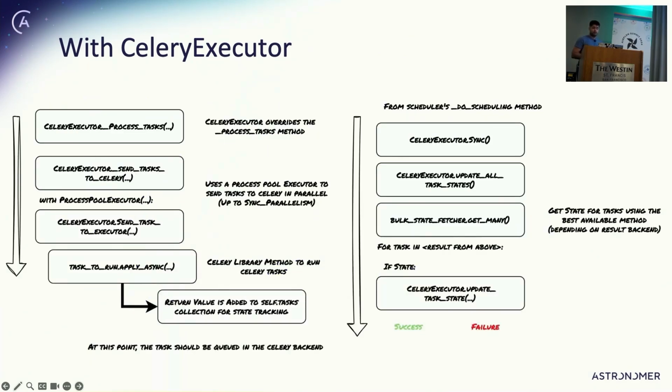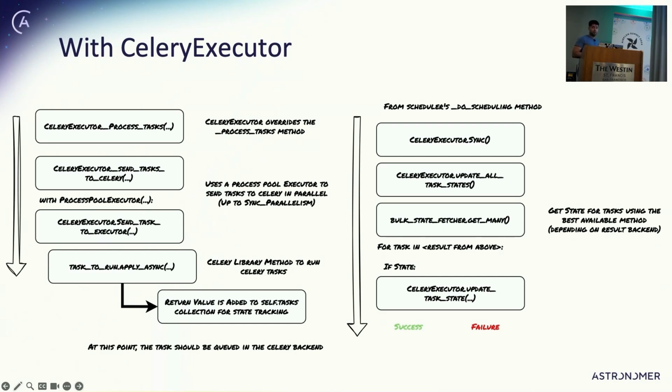With Celery executor, the execution path starts in the process tasks method, which is overloaded from base executor. This method will gather tasks and then call the send task to Celery method. Since sending tasks to Celery cannot be performed in bulk, we use a process pool to parallelize this part of the process. The executor will create a process pool executor with a number of processes equal to the sync parallelism configuration parameter to dispatch tasks to the Celery backend. That's done in the send tasks to executor method, which in turn calls the apply async method from the Celery library to perform the actual dispatch.